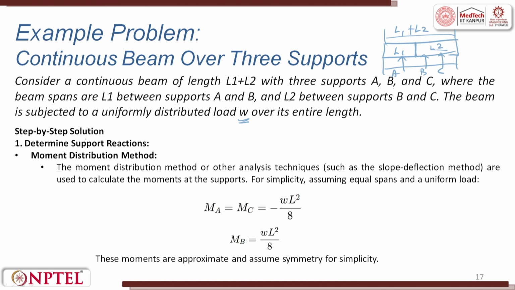Right. So what are the steps involved in solving? First, we have to determine the support reactions. The moment distribution method has to be followed. The moment distribution method or other analysis techniques such as the slope deflection method are used to calculate the moments at the supports. For simplicity, assuming equal span and uniform load, MA equals MC, which is written as minus WL square by 2, and at the midpoint B it will be positive, so WL square by 8. These moments are approximate and assume symmetry for simplicity, but in real time this itself is complex to solve.